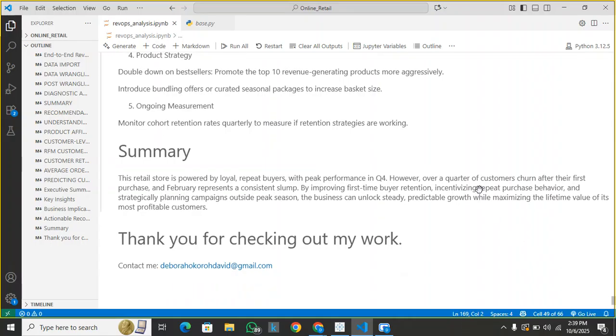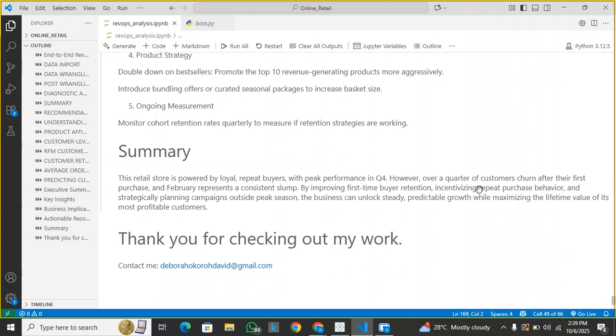Monitor cohort retention rate quarterly to measure if retention strategies are working. From the quarterly retention charts, we can see that after the 2010 last quarter dip, the following quarters had higher retention rates, consistently growing. So whatever was being done to facilitate that should be improved and implemented. And then it should be monitored to see how effective it is.